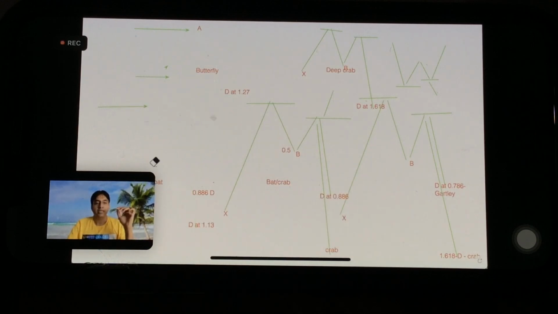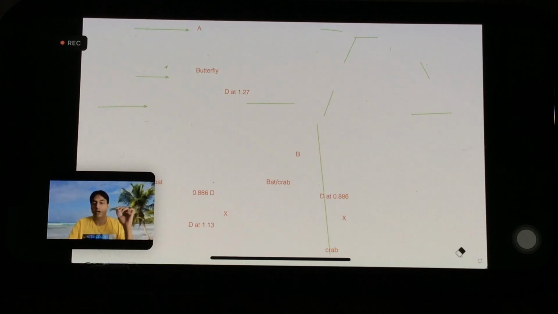So if C goes beyond A, then we get the group 2 patterns. Right? So X to A to B, and B to C. C has gone beyond. So what has happened here? Can anyone make out? C has gone beyond A. But what are we likely to initiate? Which trade?